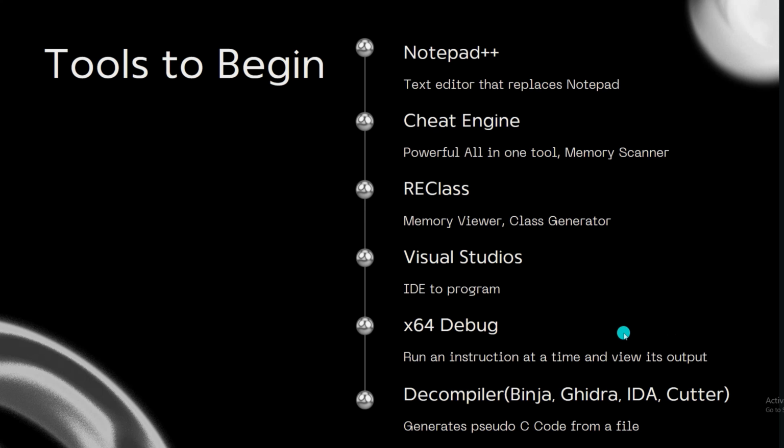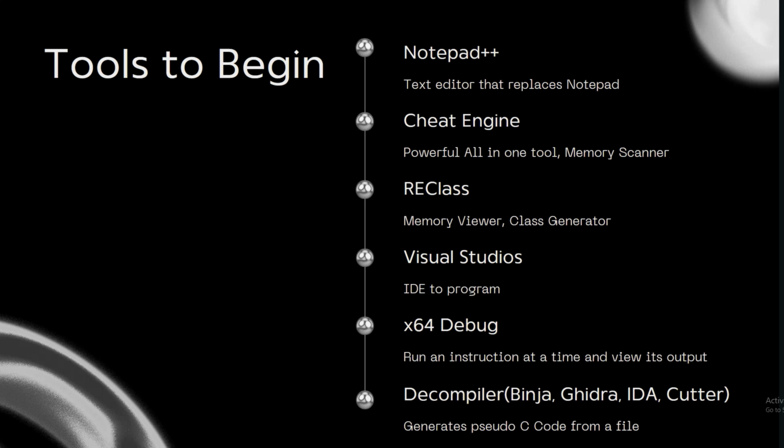So first is x64dbg, and what this does is it runs an instruction at a time and views its output. You could think of an instruction as a line of code. So you could basically connect to a game and execute a line of code at a time and see what each line is doing. That's really helpful.